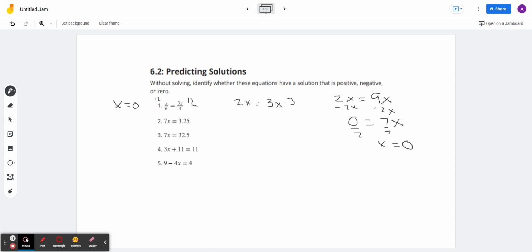Now, next up, we have 7x equals 3.25. So I'm just going to squeeze in there to undo the timesing by 7. We divide both sides by 7. 7 divided by 7 makes 1x. And I'm grabbing a calculator to do 3.25 divided by 7. And it is a decimal.